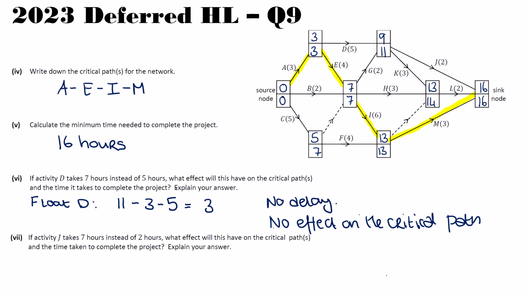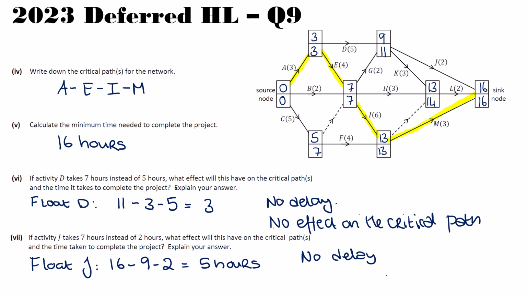So J then, we again want to look at the float. So J's float is going to be 16 minus 9 minus 2, which gives 5 hours. This is a 5 hours float. And that means it will have no delay, but it will now end up being more of a critical activity. So if we had 5 hours there, we then suddenly cannot delay it because it will delay the time.